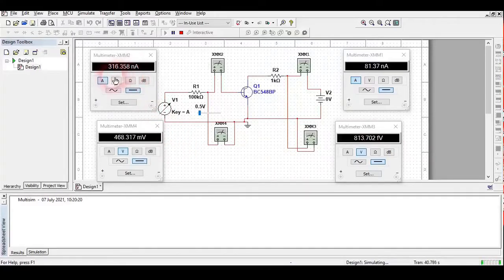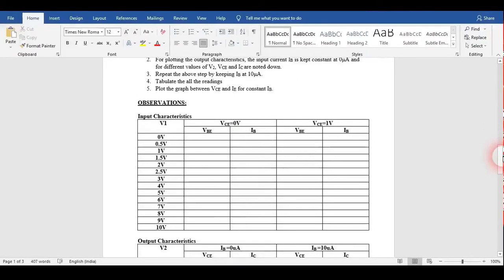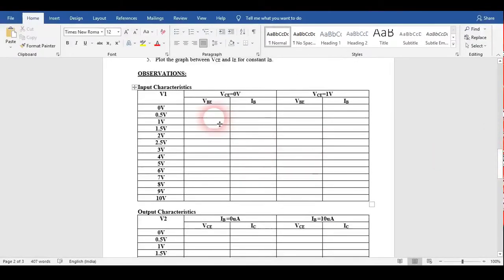We will take different values of this IB and this VB for plotting the graph of the input characteristic. For the input characteristic we need the values of VB and IB, for one set of values with VC equal to 0 volt, and for one set with VC equal to 1 volt. So we have gone up to this part.